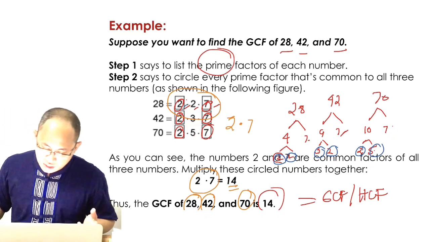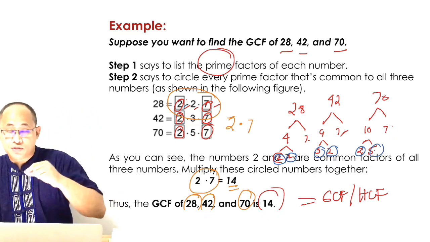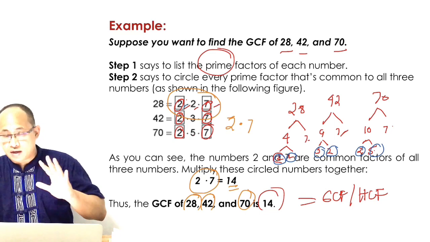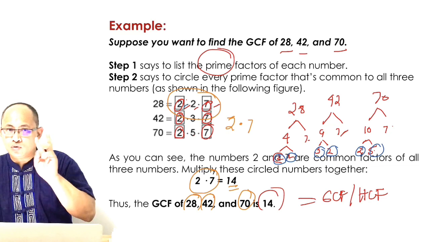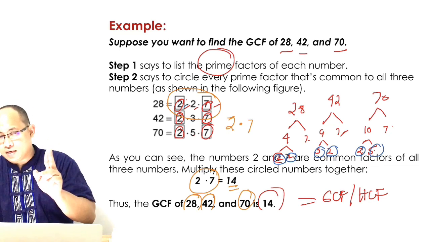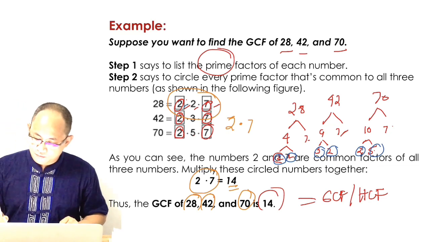I hope it's clear. Take all the steps. First, find all the prime factors. Second, encircle the common numbers. And within those common numbers, choose a pair and then multiply them. The result will be your GCF.